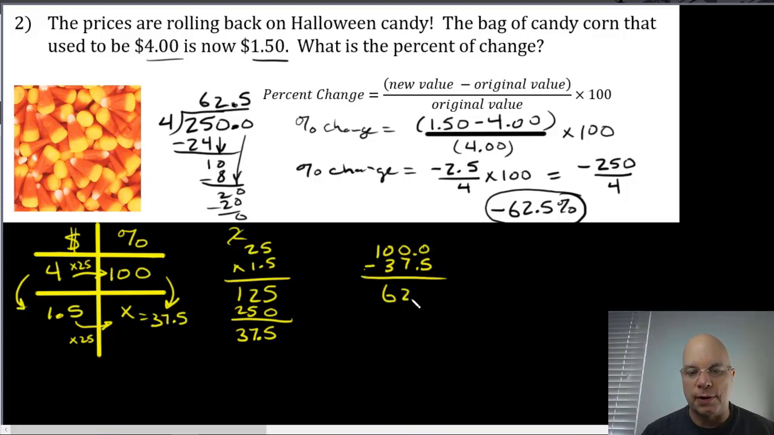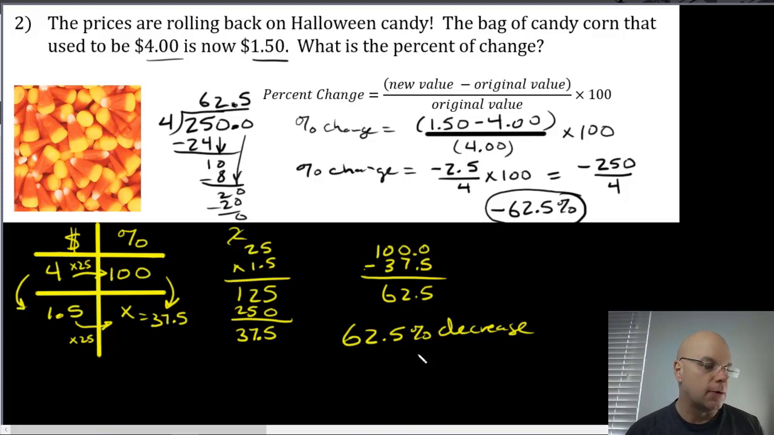There's your 62.5% change. And you could say 62.5% decrease, or you could say negative 62.5%. In either case, you're indicating that the price went down by that percentage. Okay, I hope that helped with the homework.